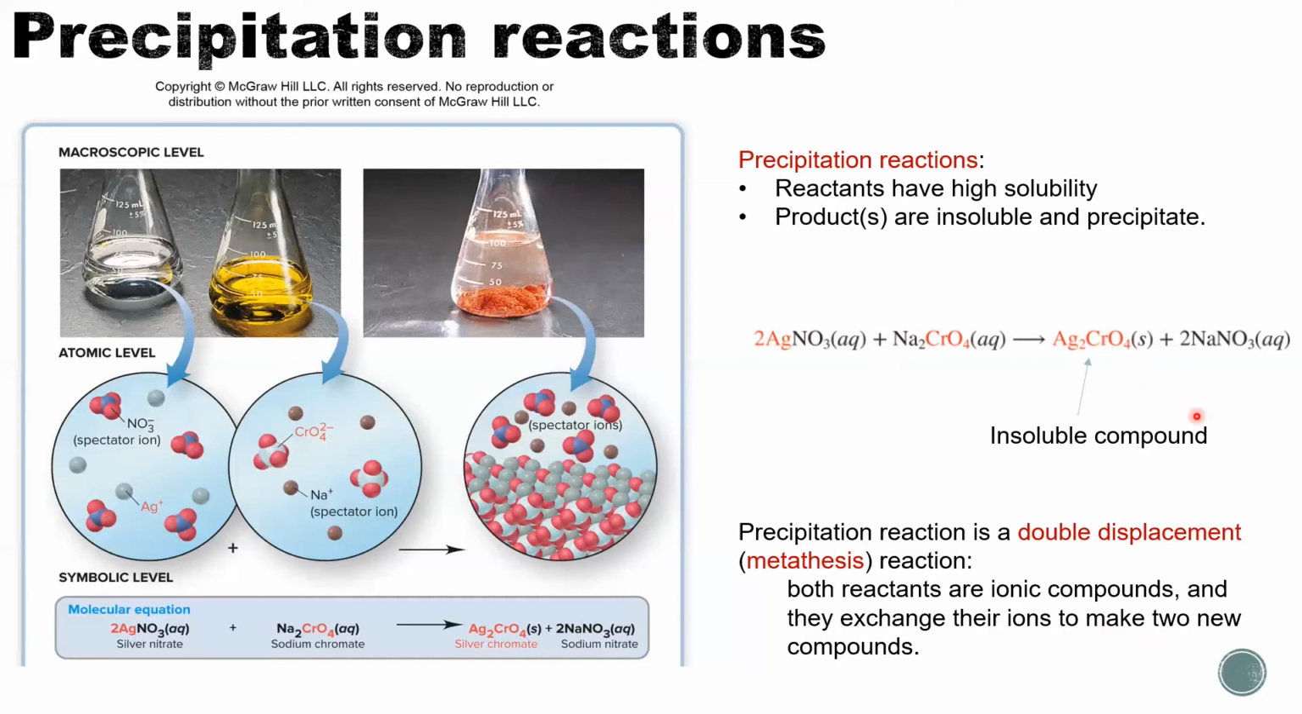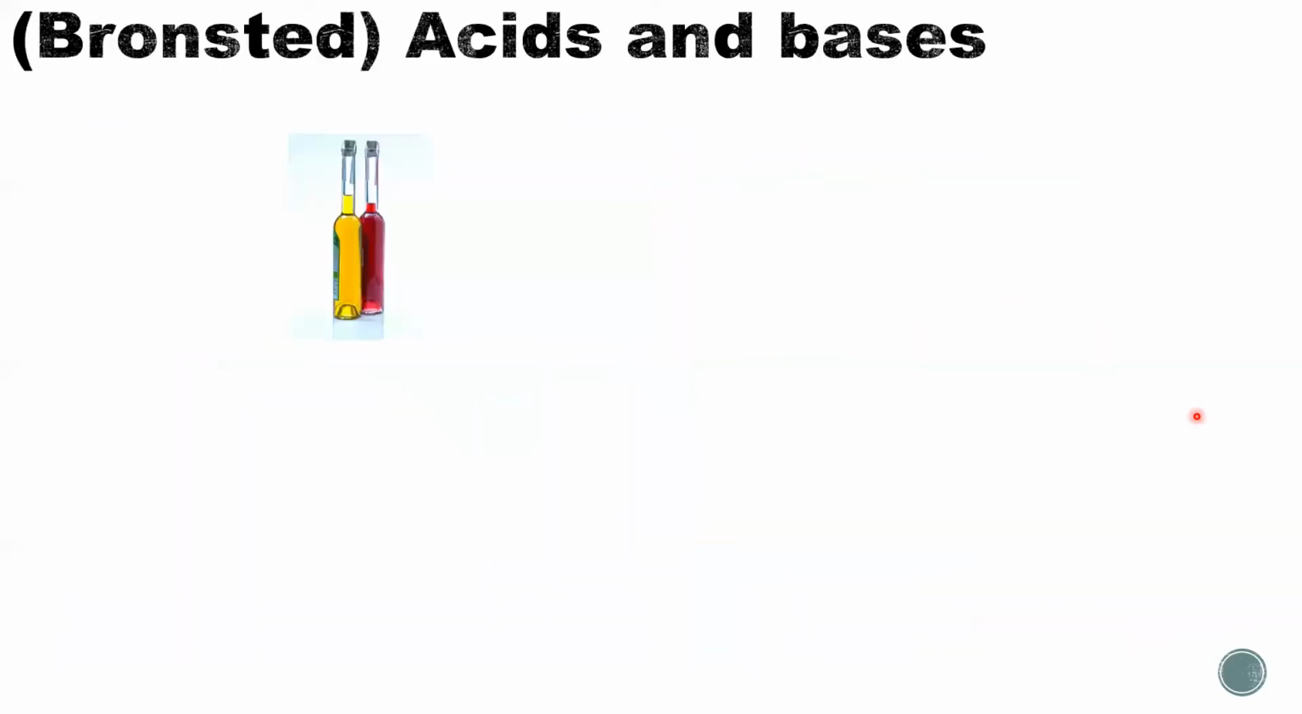Besides this precipitation reaction, we have another type of double displacement reaction, which is the acid and base reaction. Let's talk about acids and bases first. What we say here is Bronsted acids and bases. Here is vinegar. I guess you're familiar with that. Vinegar, in other words, is acetic acid.